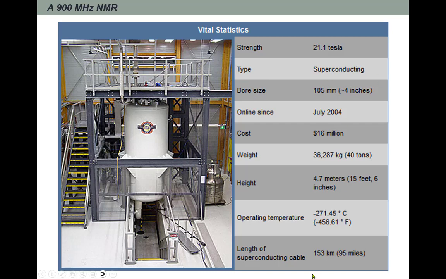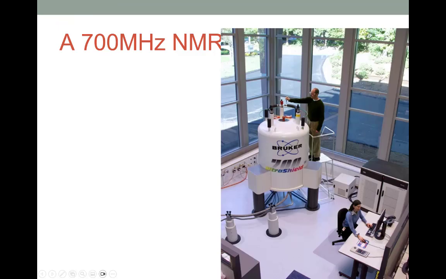What these two slides indicate to us, and we'll talk about in a few slides, is the strength of the instrument. This is a 900 megahertz NMR. On the previous slide, we had a 700 megahertz NMR. We're going to see what that means, but that's a measure of the strength of the instrument and essentially its resolving power.